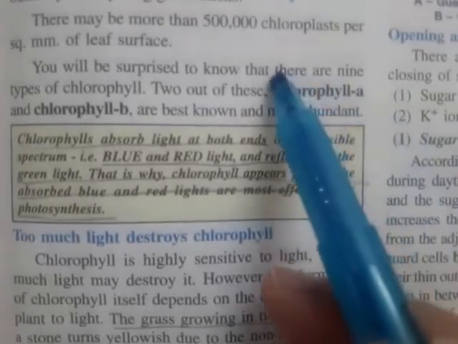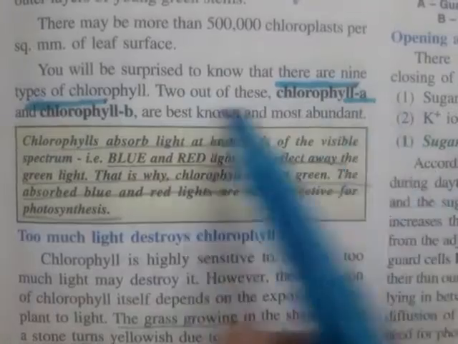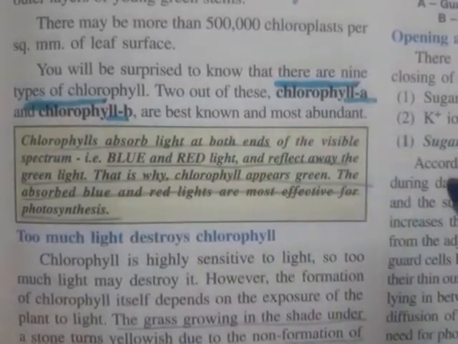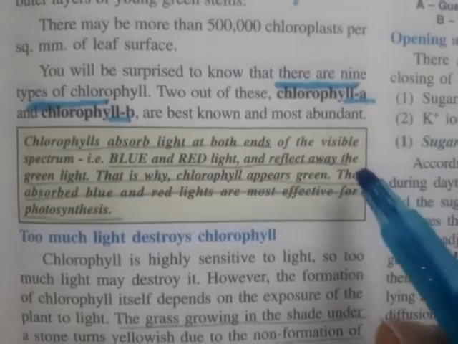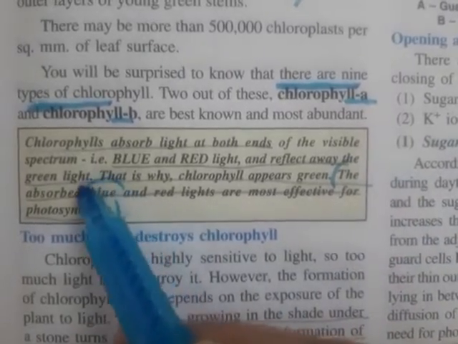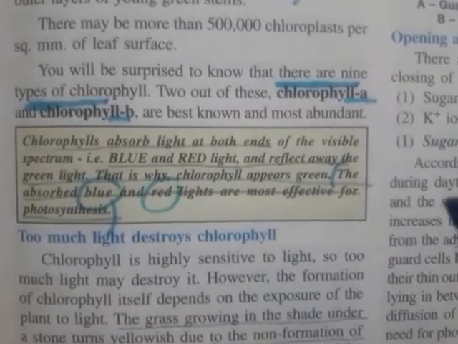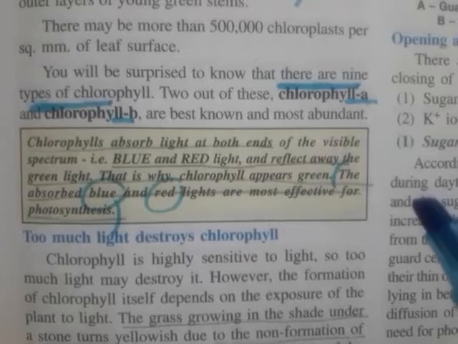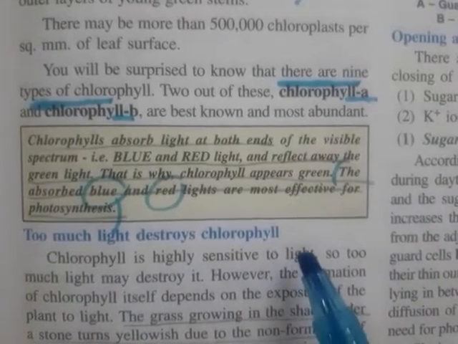There are 9 types of chlorophyll, out of which chlorophyll A and B are most abundant. Maximum photosynthesis occurs in blue light and red light, and minimum will occur in green. Too much light destroys chlorophyll.